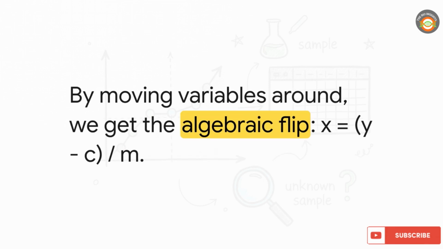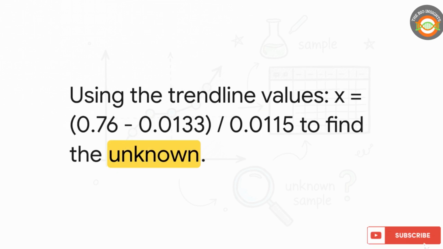Since we need to isolate our unknown concentration, which is X, we just do a quick magic trick. We rearrange the formula. By shifting the variables around, we get the algebraic flip: X = (Y - C) / M. See? It's just straightforward math. No complex magic here. Let's anchor this in a real-world example from the source data.